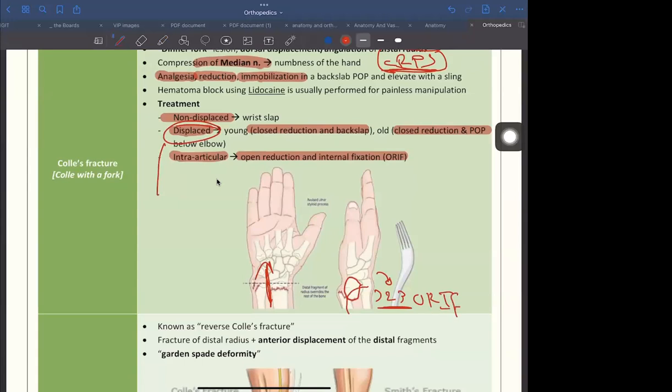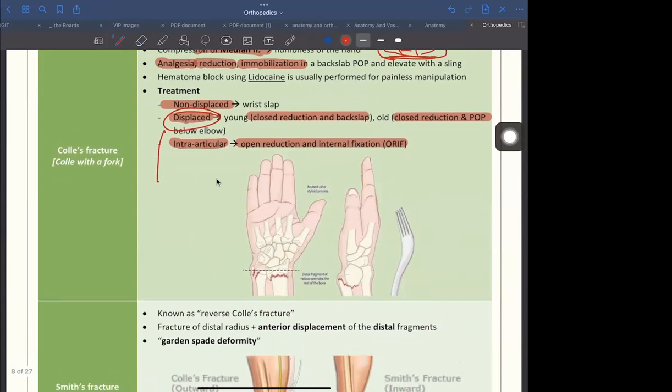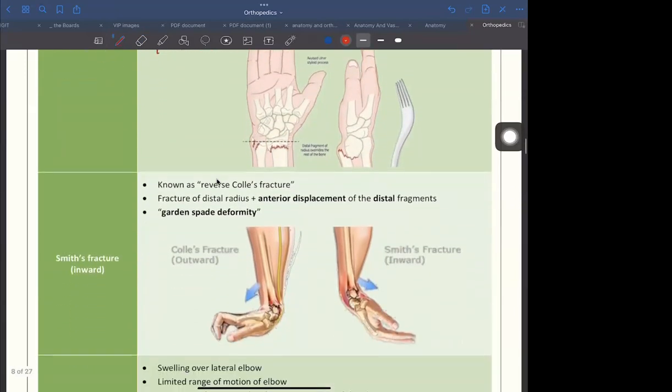If there is loss of something called the ulnar variance. So basically, if you look here, this is your ulna, which is slightly higher than your radius. If this step is lost, you will need to do surgery as well, open reduction, internal fixation. But I think for PLAB level, this is not really needed. So just know it: non-displaced, rest slab; displaced, closed reduction, plaster of Paris or back slab, depending on the age. And if it's intra-articular, you do open reduction, internal fixation.